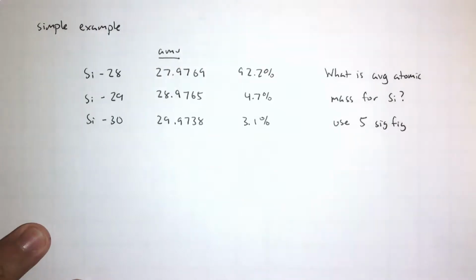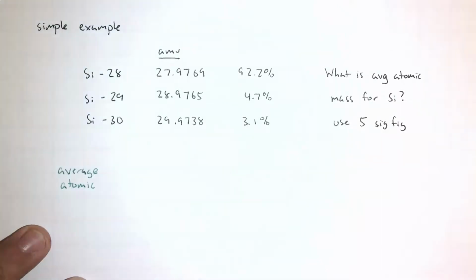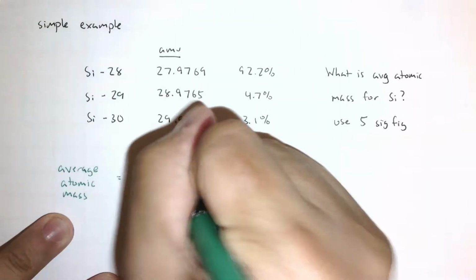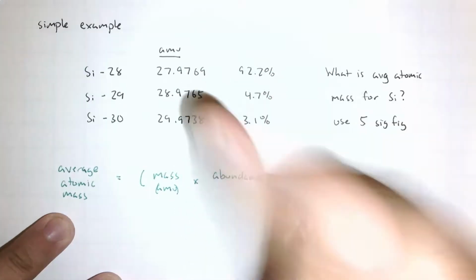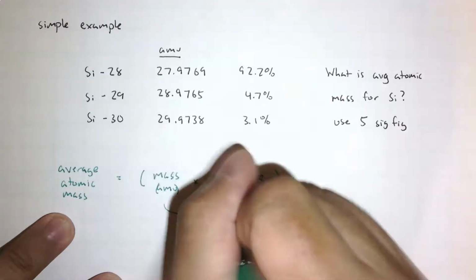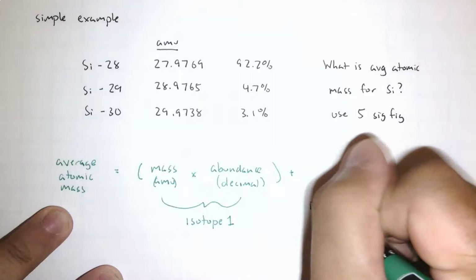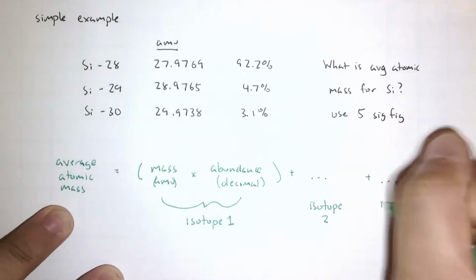Okay, let me summarize again in a neater form the average atomic mass equation. Mass in AMU times abundance in decimal form plus, and this again is isotope 1. It doesn't matter what you chose as isotope 1, but you're going to do the same thing for isotope 2, or dot dot dot, plus isotope 3.